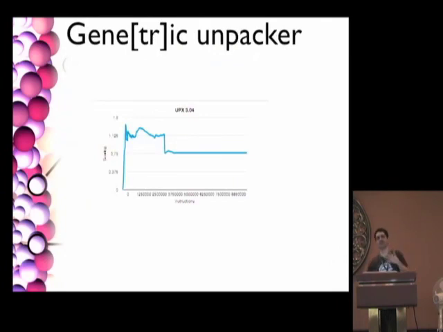This is how we make the actual heuristics. This is a UPX sample, and this is how our heuristics measure the amount of compiler-generated code that the binary has over time. Time here is the number of instructions emulated by Bochs.